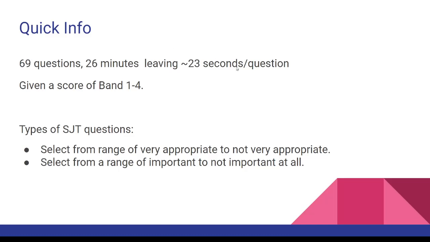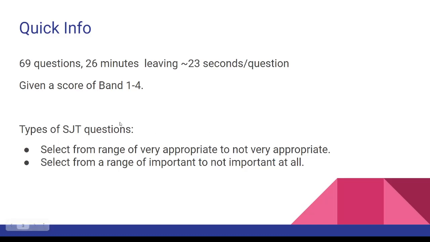Because this is the final subtest, once you've finished, you'll be given a score of a band between 1 and 4. Band 1 being the highest, as in you've scored the highest amount of marks, and band 4 being that you've scored very poorly.